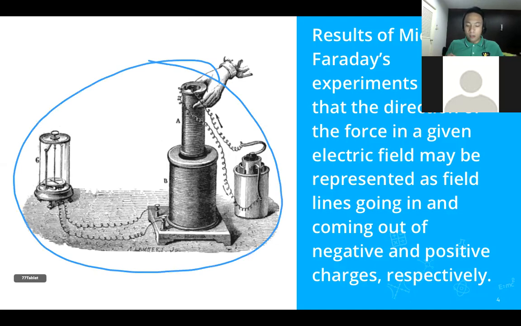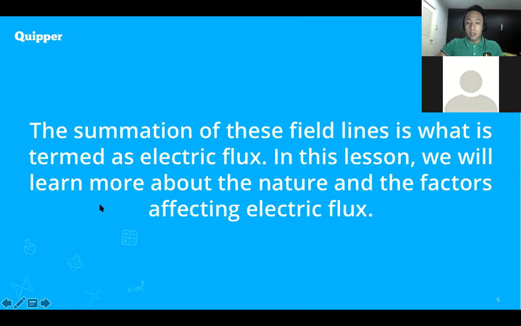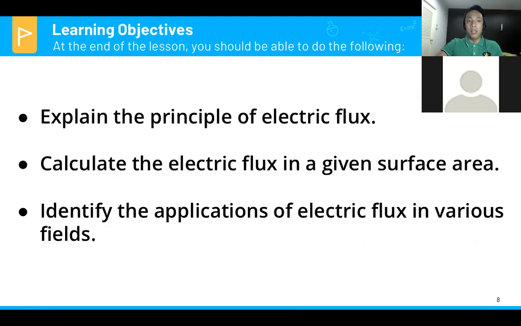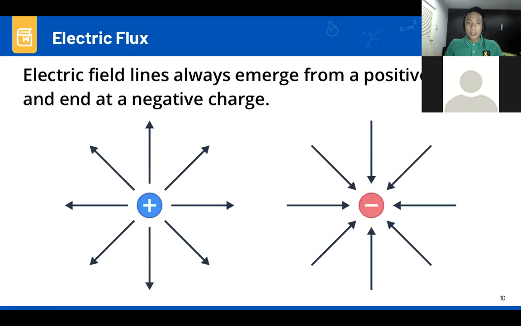He discovered that each arrow has different directions. It can go out and it can go in. So what are those charges? Just like what we did last time. So these will be the objectives, and let's start with this one first.